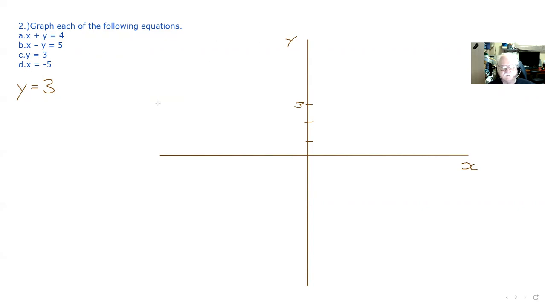So if we graph it, it's basically going to look like that. This is the equation y equals 3. It doesn't matter what the x value is. Y is equal to 3. So that's all we would have to do to graph it. And the next one will be similar. Let's take a look at how it works.